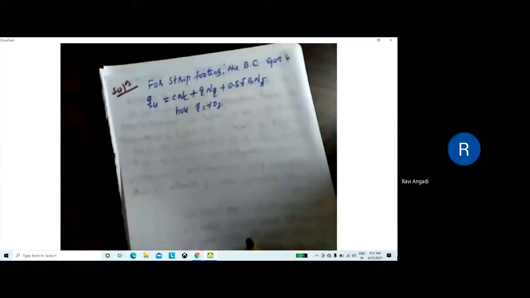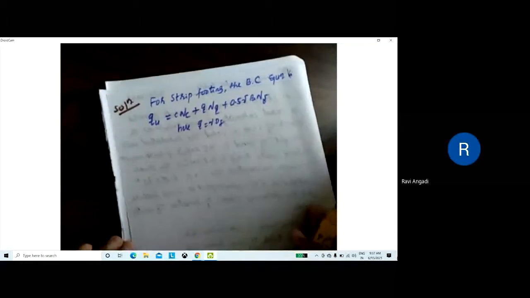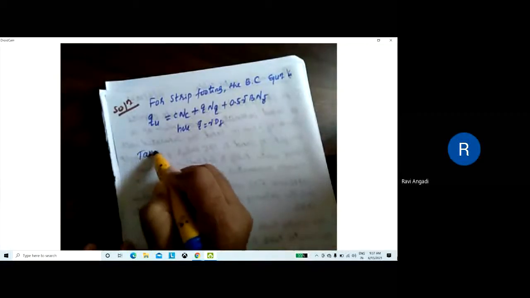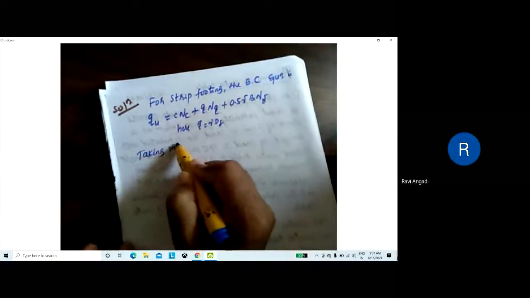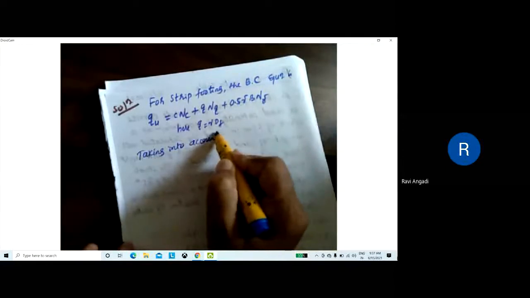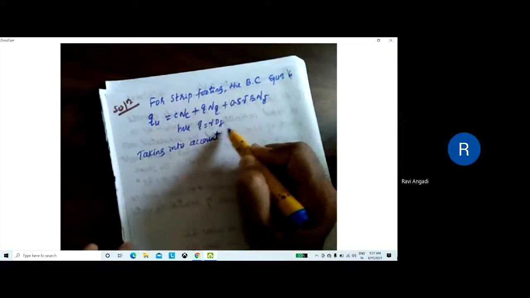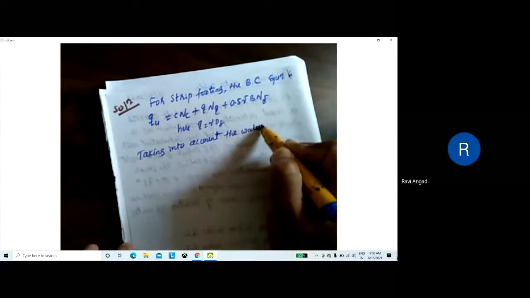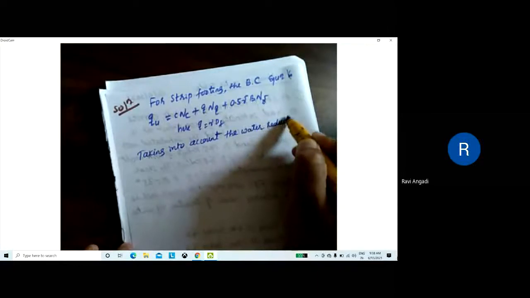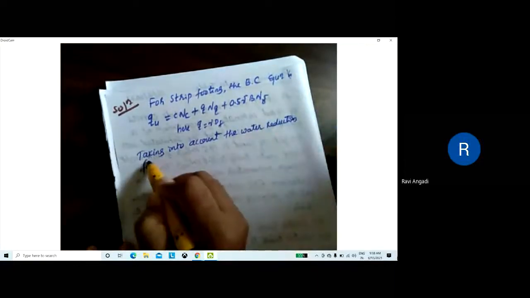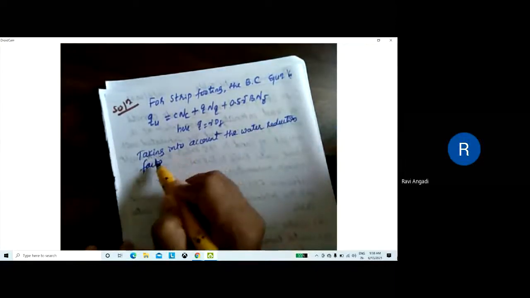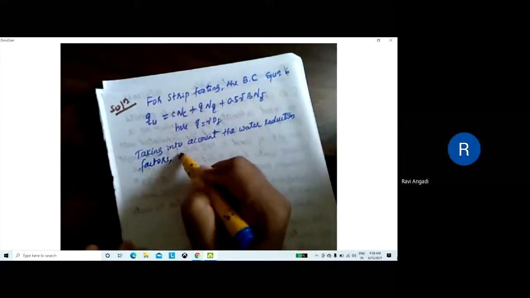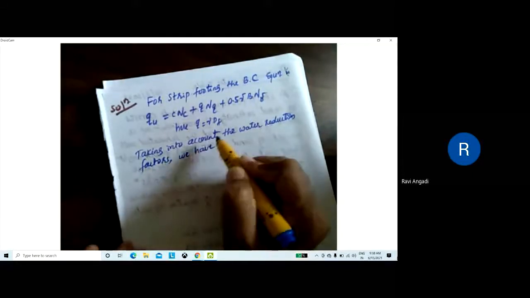So if you introduce the reduction factors, what could be the equation? How does the equation change, taking into account the water reduction factors? I'll write here, you also write along with me: taking into account the water reduction factors, which I discussed in the previous class. Then we have an equation.